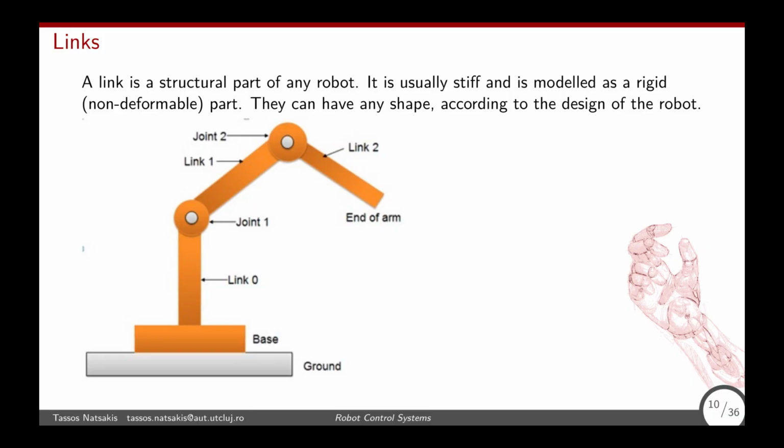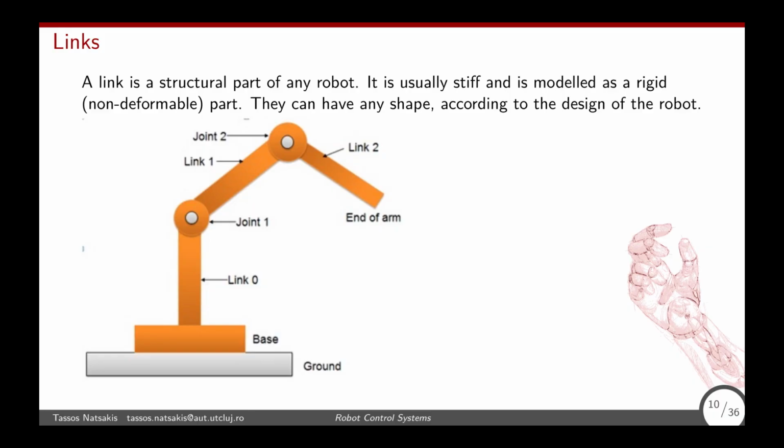It can have different shapes based on the design of the robot, different sizes, different configurations, and they're typically rigid, meaning that they don't deform. So we don't consider that they are moving. Of course, nothing is super rigid in real life, so there is some kind of motion, but we neglect it for our modeling.